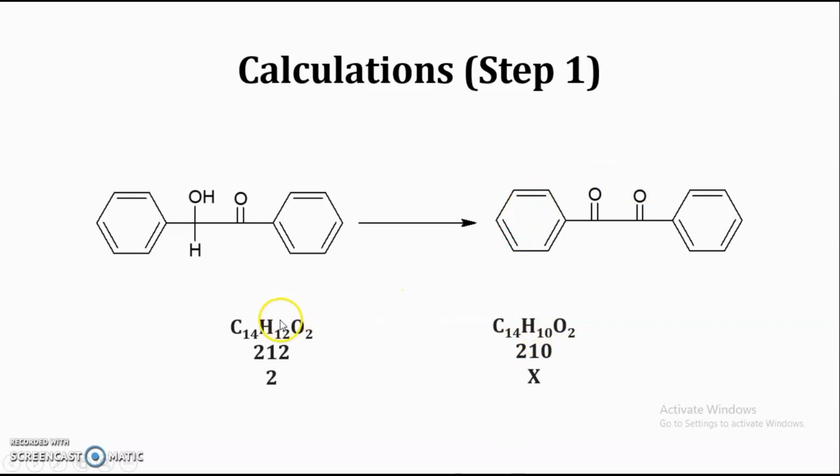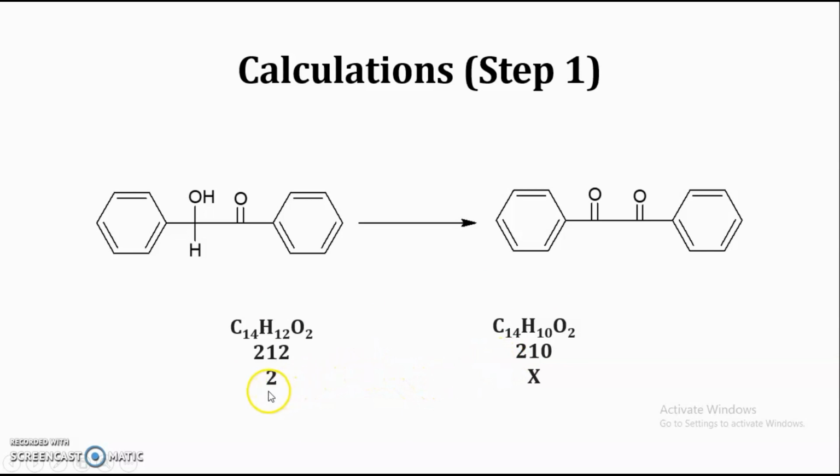Now once we get the molecular formula, we have to convert it into the molecular weight. So the molecular weight of the benzoin is 212 and the molecular weight of the benzil is 210. What is the meaning of this? If we take 212 gram of the benzoin, it will be converted into 210 gram of the benzil.